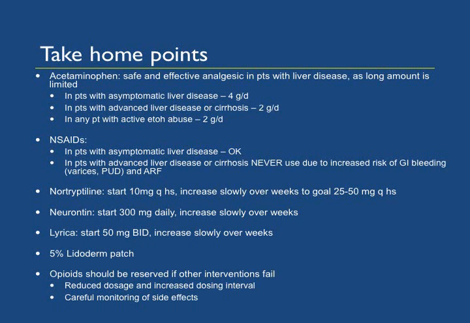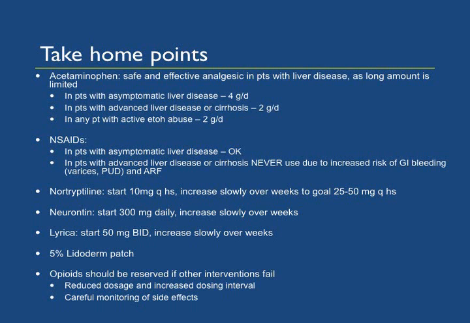Nortriptyline is an effective antidepressant for pain. However, dosages should be started low at 10 milligrams QHS and increase slowly over weeks to a goal of 25 to 50 milligrams QHS. Neurontin and Lyrica are effective anticonvulsants for pain. Neurontin should be started at 300 milligrams daily and increase slowly over weeks. And Lyrica should be started at 50 milligrams twice a day and once again increase slowly over weeks. For musculoskeletal pain, a 5% lidoderm patch is very well tolerated among patients with liver dysfunction.